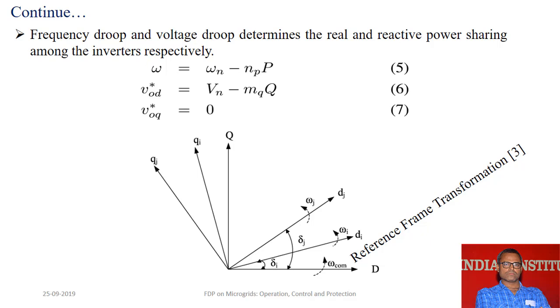So this is the equation we can see here, the droop equations. This is the frequency, omega. This is the reference frequency. And mp is the droop coefficient, P is the real power. So this gives us the real power droop equation, and this gives us the reactive power droop controller, D axis, right? Vn, the nominal voltage, minus mq Q, right? mq is your reactive power droop coefficient, right?